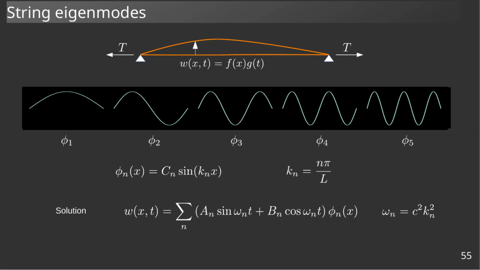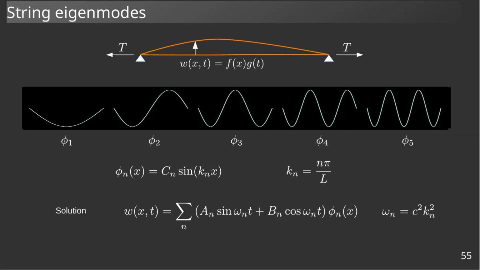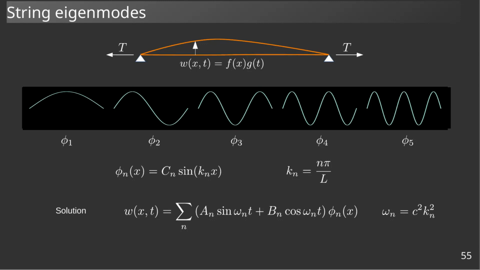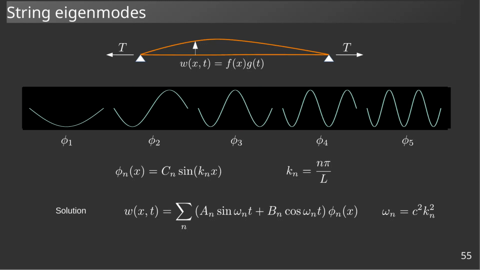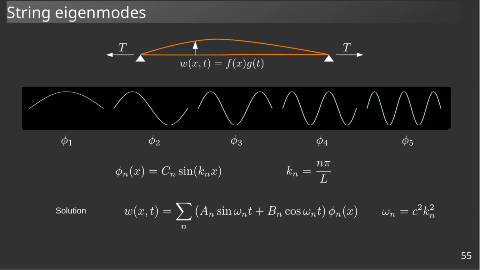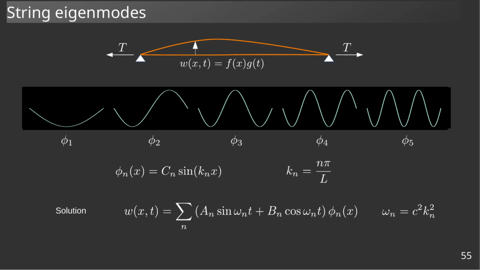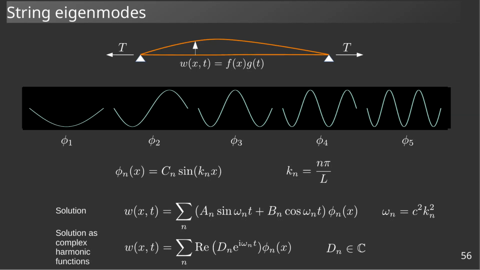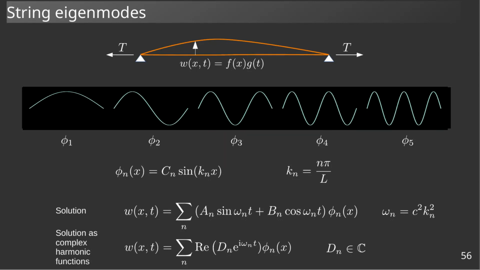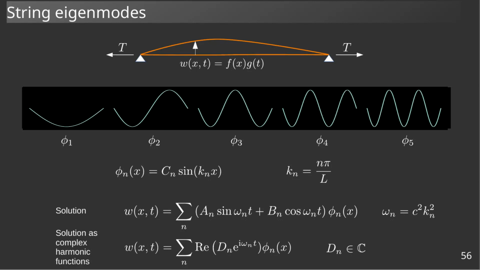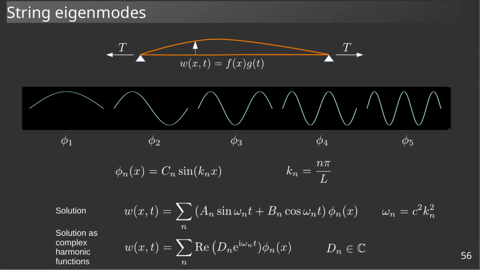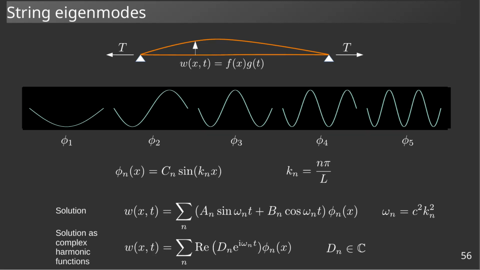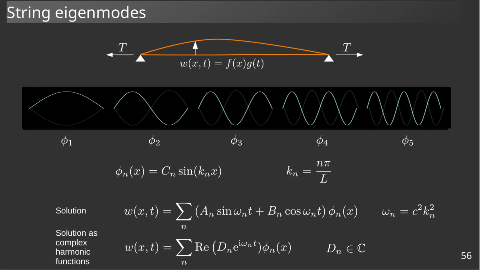The constants an and bn depend on the initial conditions of the system. It can be, for example, the amplitude and its time derivative at t equals 0. Note that it's often more convenient to write the solution as a sum of complex harmonics of which we take the real part. This writing is strictly equivalent with complex dn constants.